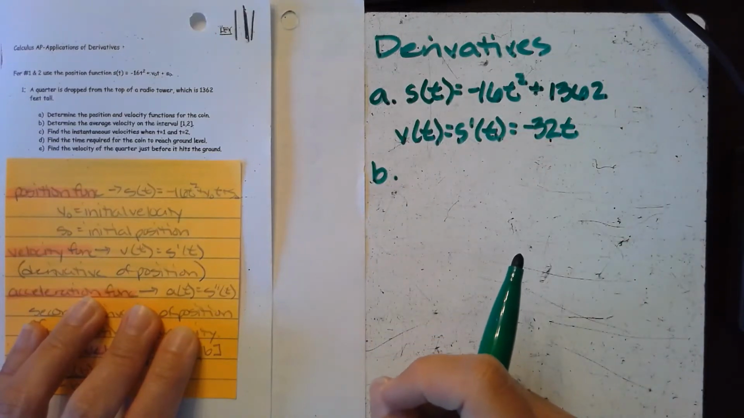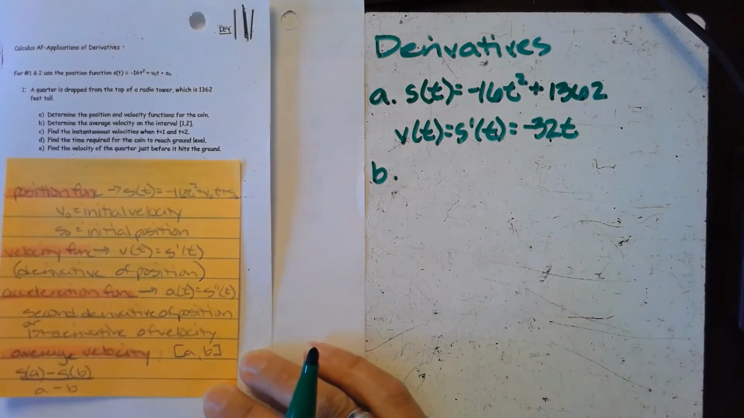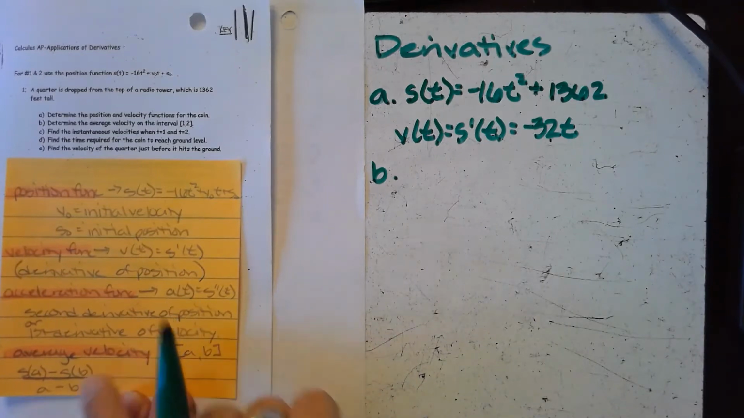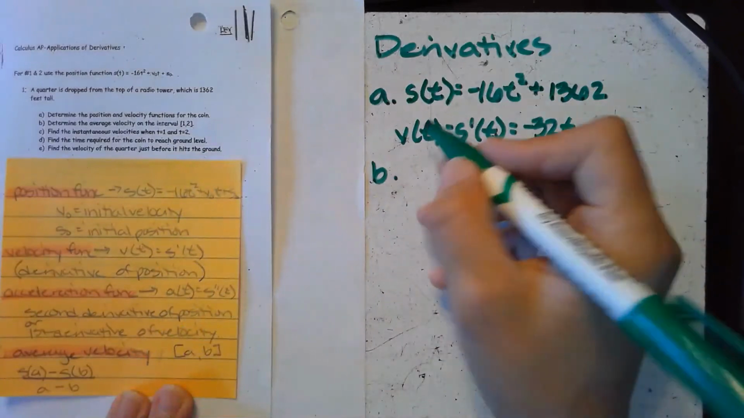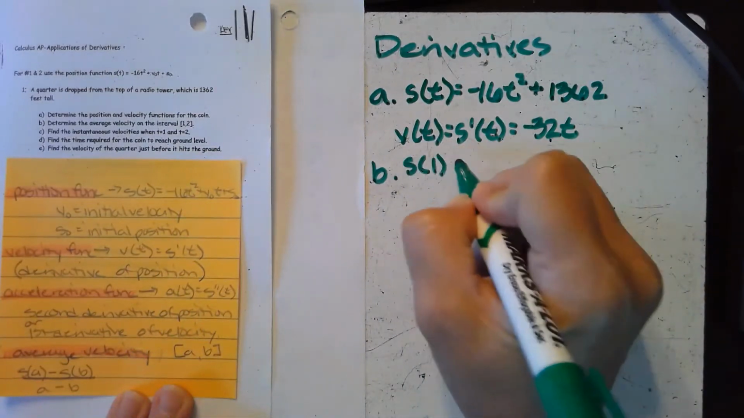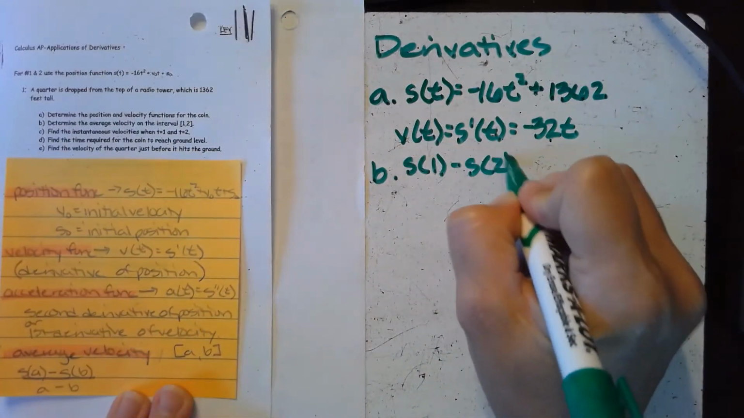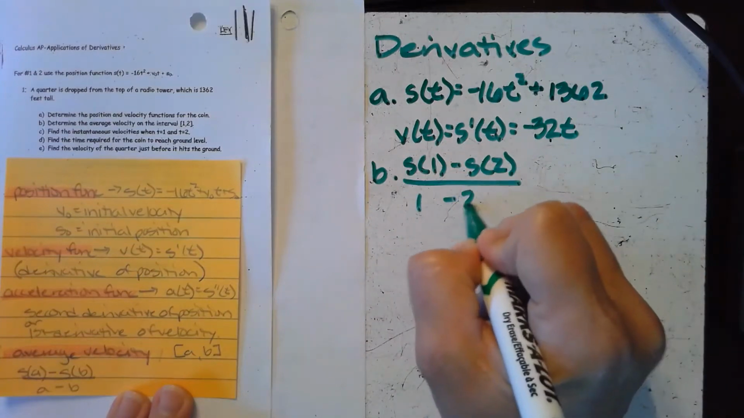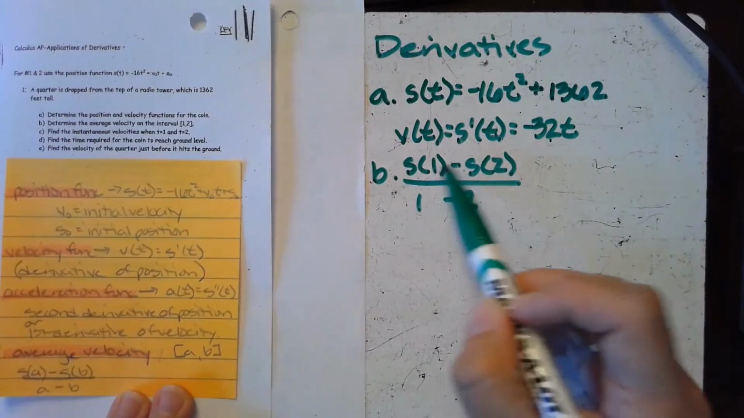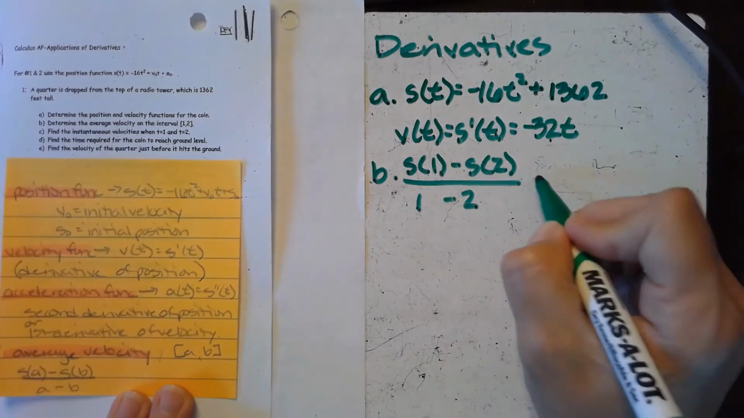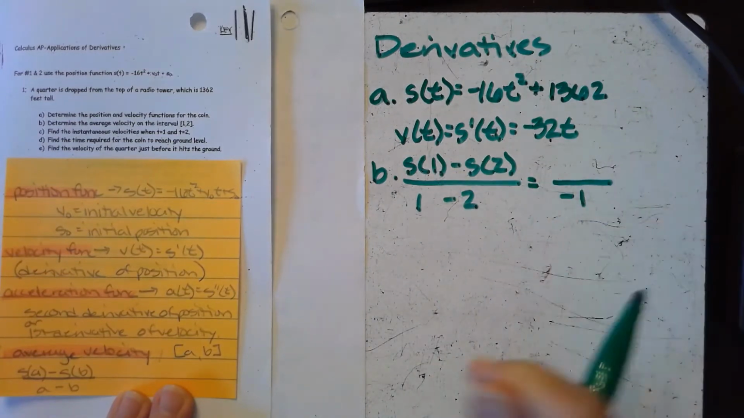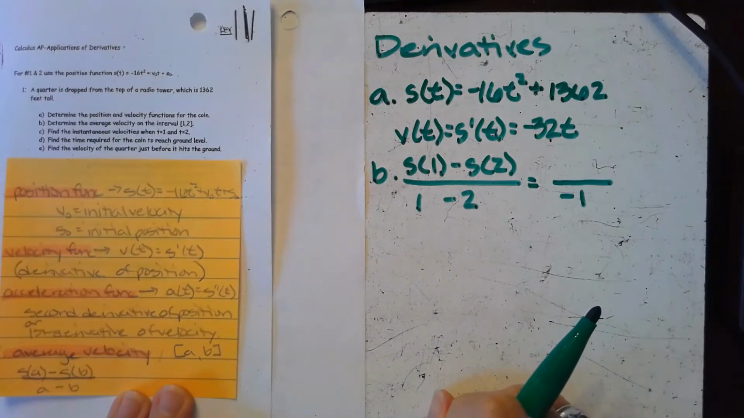All right, let's look at B. It says determine the average velocity on the interval. Let's recall that average velocity, on this interval from 1 to 2, is s of 1 minus s of 2 over 1 minus 2. It doesn't really matter what order you do these in, but if I do s of 2 here, the 2 needs to come first in the denominator. I know that the denominator is negative 1.